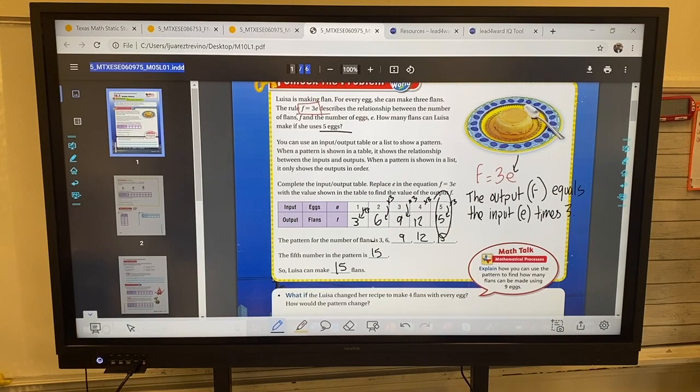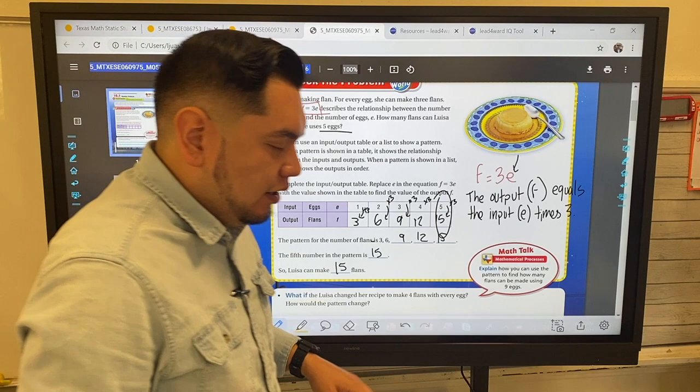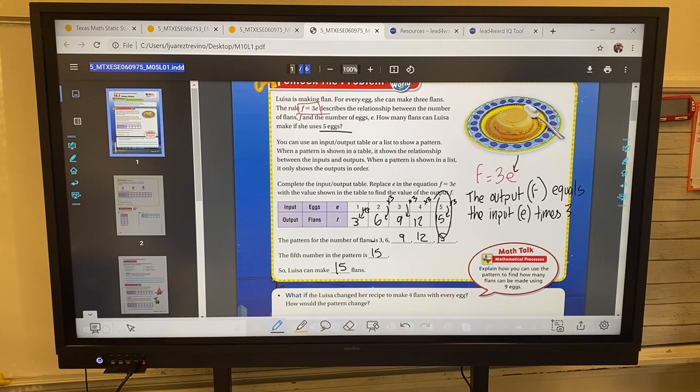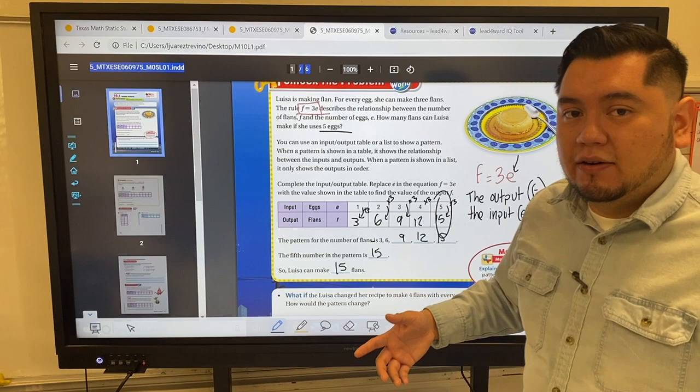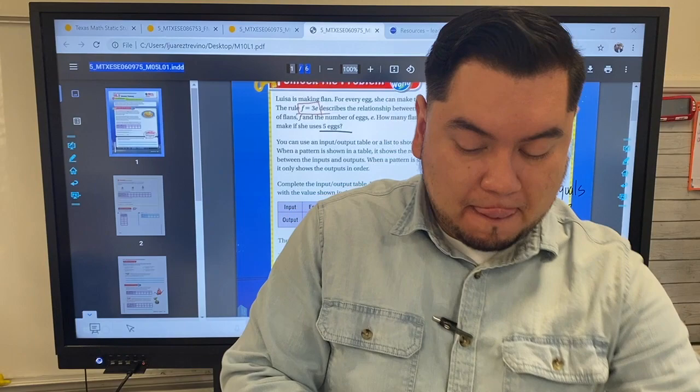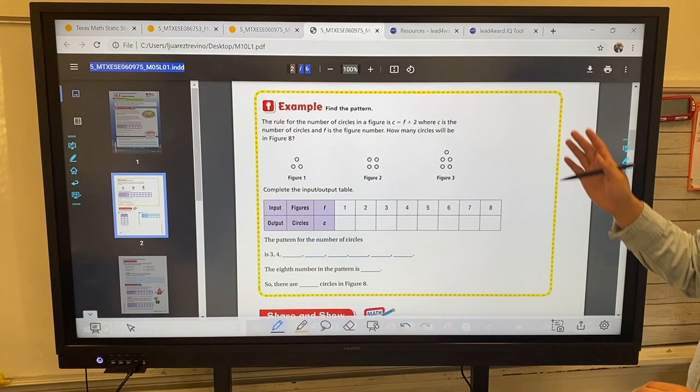We're going to skip this what if question. We're not necessarily going to be graphing today, but know that these can be turned into ordered pairs. The first ordered pair would be 1, 3, second 2, 6, and so on. Okay, let's get ready for our next problem. If you turn the page, you're going to see this example problem. We're going to work on this one next.